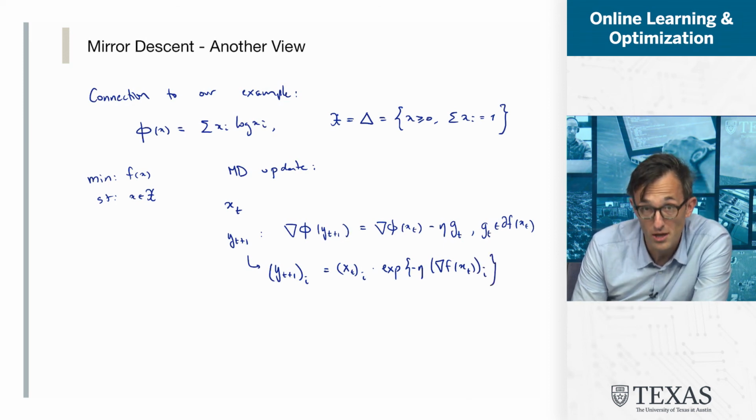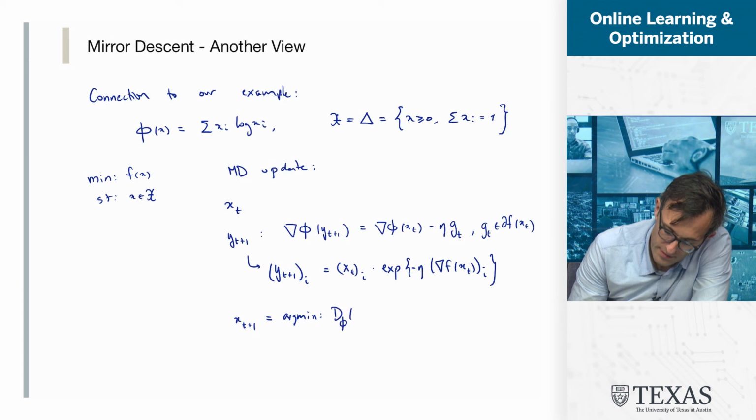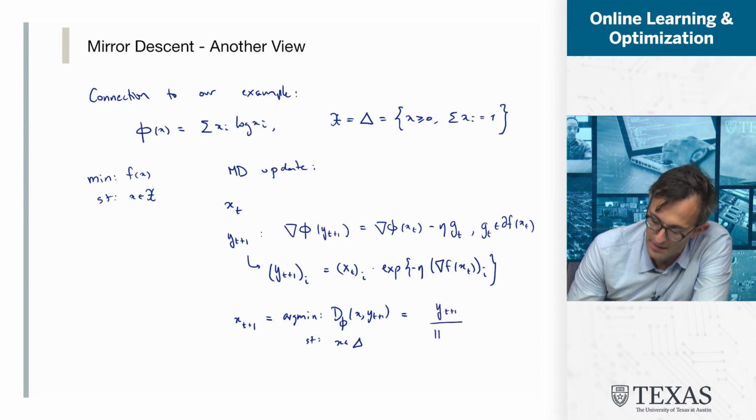And finally, the projection is easy to compute in this case. xt plus 1 is the argmin of D phi of x, yt plus 1, subject to x in the simplex, and working out the details in this example, you'll find that xt plus 1 is just equal to yt plus 1 divided by the L1 norm of yt plus 1.